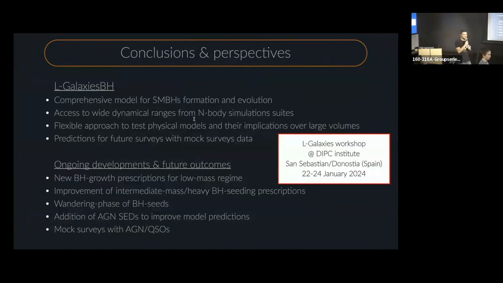Questions? Yeah. Very impressive, thanks. So in terms of the modeling of mergers, what do you predict about the merging timescales of low mass seeds at high redshifts? Is it as bad as they show in the simulations?